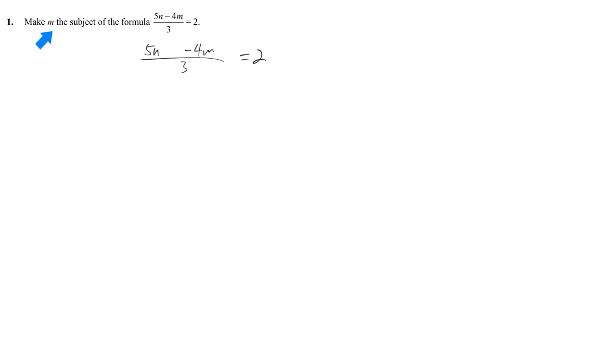Whenever a question asks you to make m the subject, it means that from the expression in the question, we are going to write m equal to something. This is our target. In that something, there should be no m, because we can't use itself to explain itself. And the principle to solve this is exactly the same as solving equations.